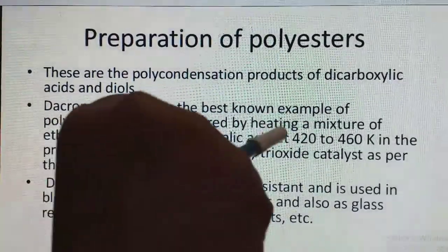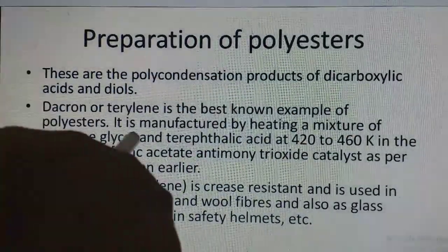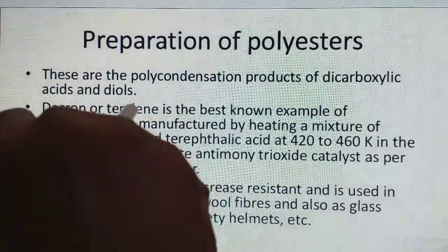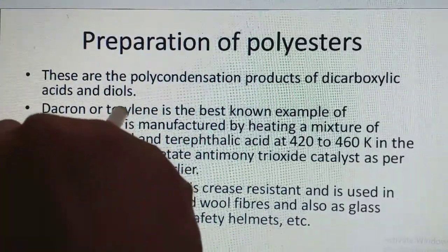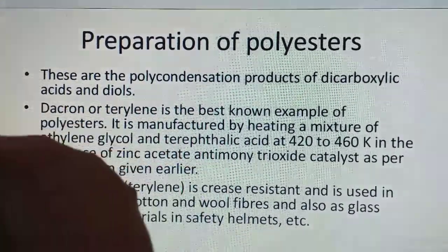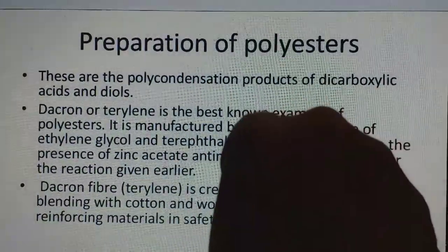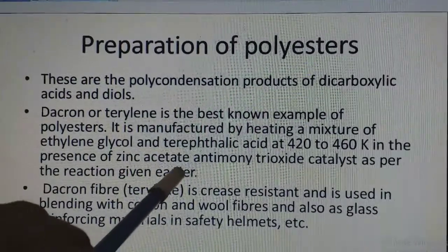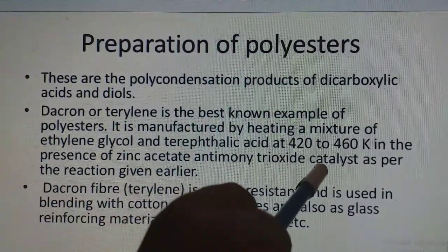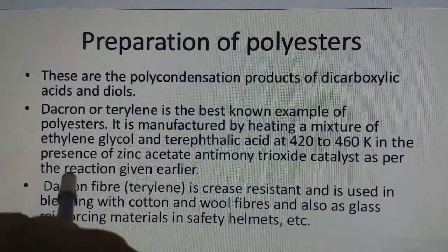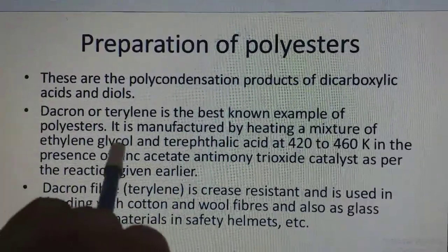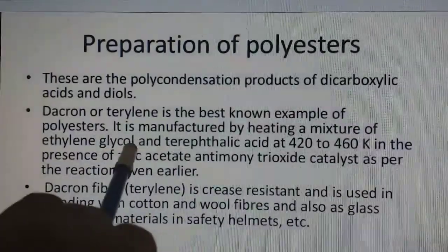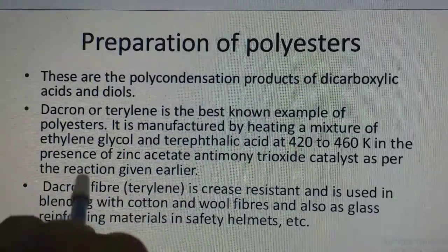It is manufactured by heating a mixture of ethylene glycol and terephthalic acid. From the word you can understand: Terry means terephthalic acid, and lene means ethylene glycol. It is heated at 420 to 460 Kelvin in the presence of zinc acetate and antimony trioxide catalyst, as per the reaction given earlier. This reaction we discussed already, with ethylene glycol and terephthalic acid.